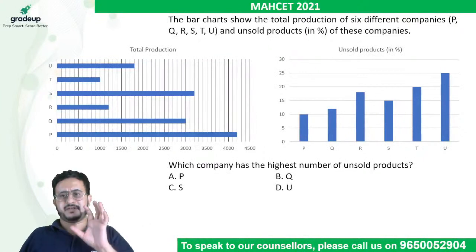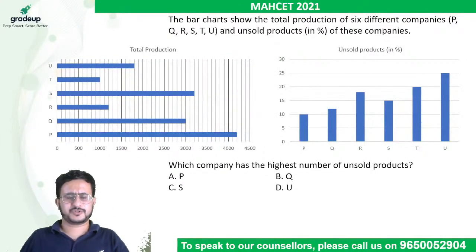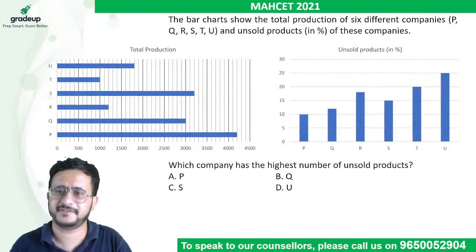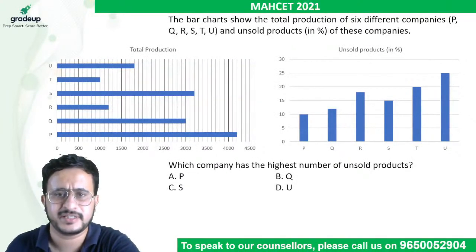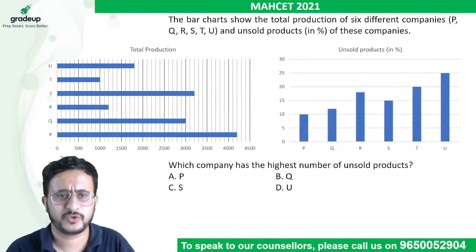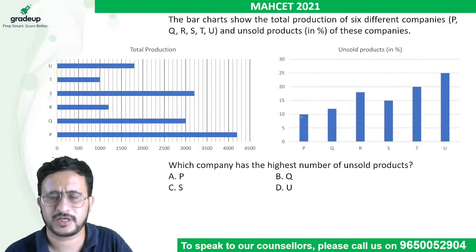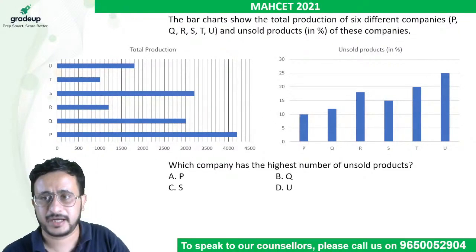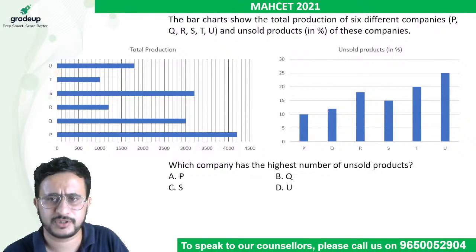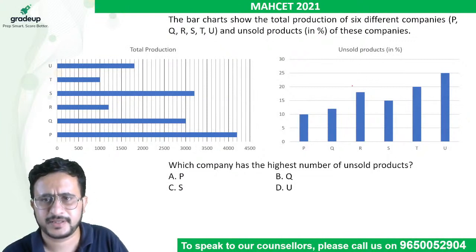Whenever you have to calculate for these, the first thing you should do is not calculate for all of them. Some people have the habit of calculating everything and then answering the question. So do not calculate everything. Let us calculate for only these four: P, Q, S and U. Now P, although the production is high, the unsold is less. And for Q, the unsold is slightly higher.